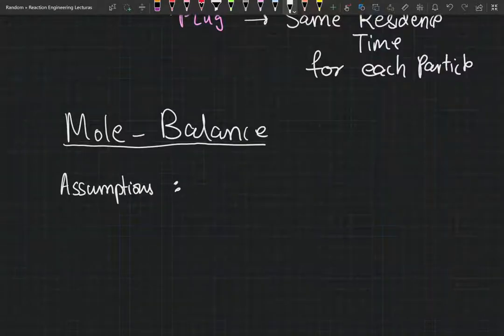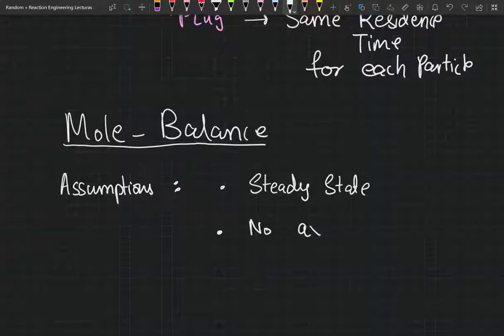Like we said, we're obviously going to write our mole balance on steady state. All these tubular reactors are operated at steady state. We're going to have no axial dispersion.